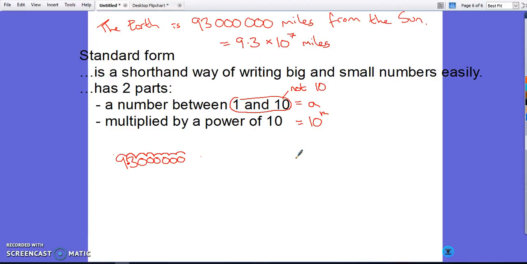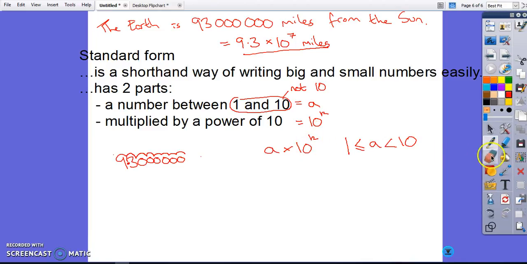And this is the answer then in standard form. So it's always made up of A times 10 to the K, where A is bigger than or equal to 1, but less than 10. And K can be any number. It can also be used for small numbers.